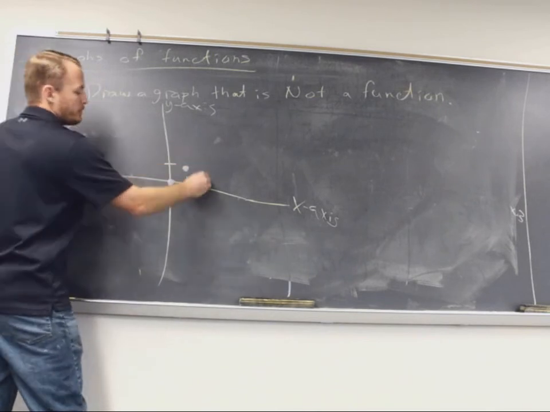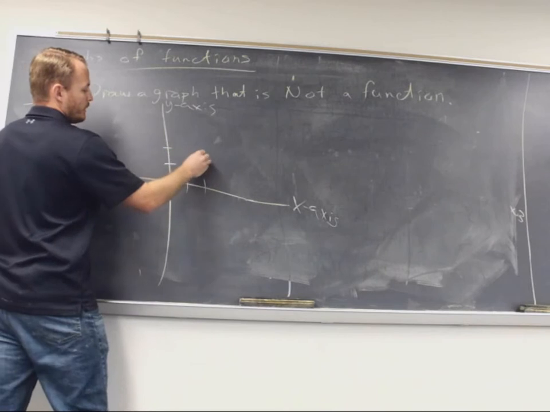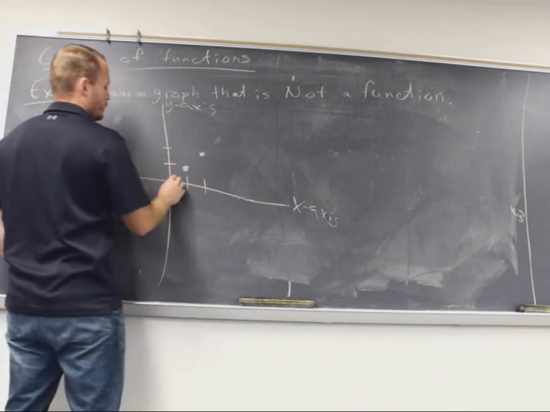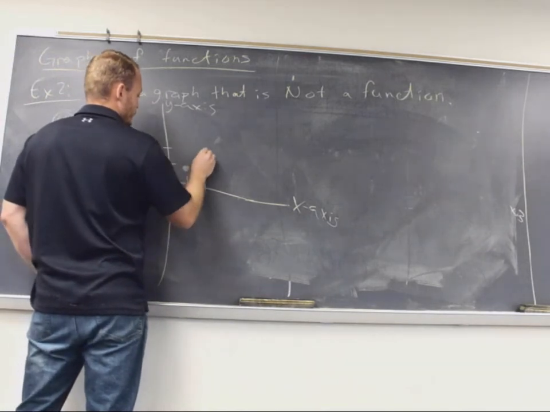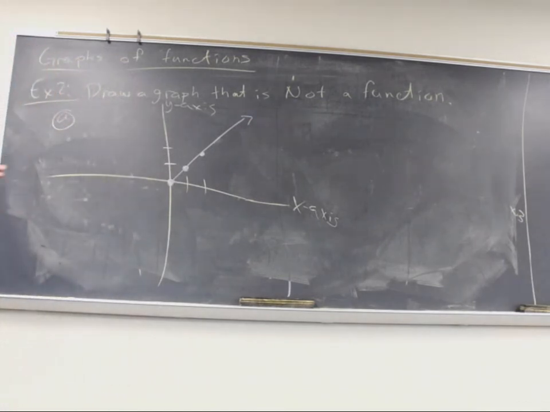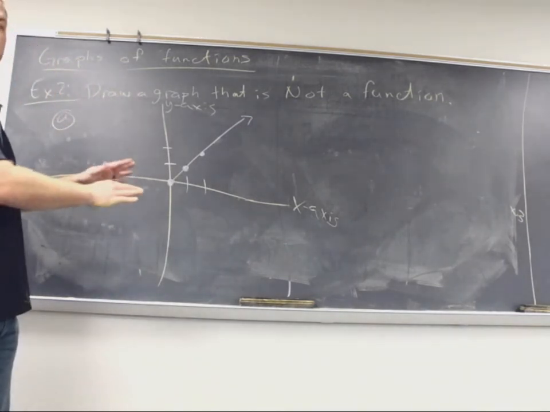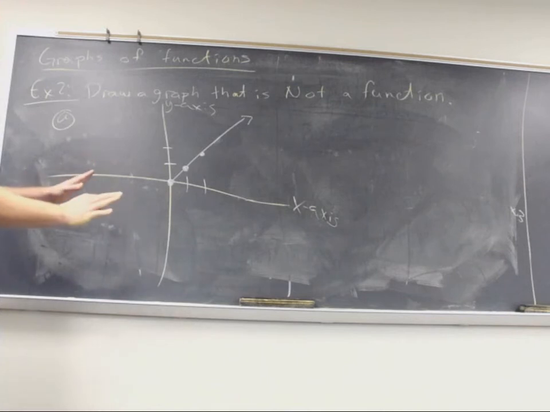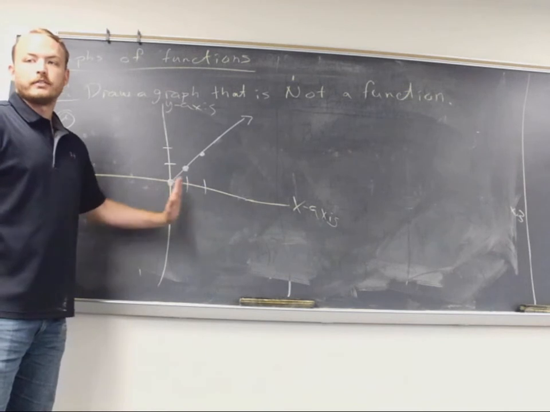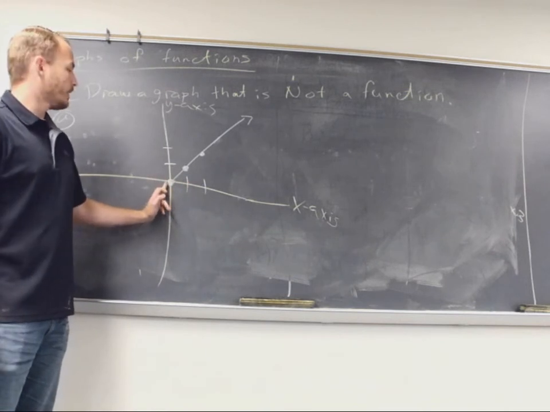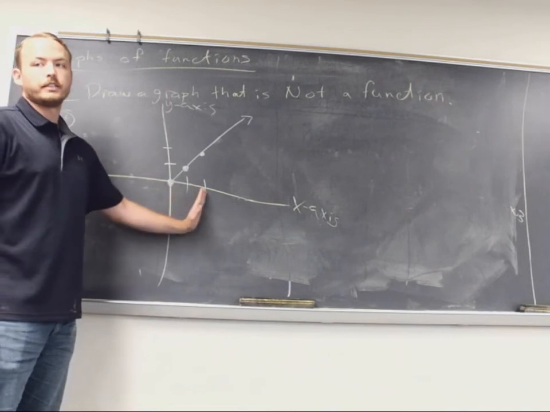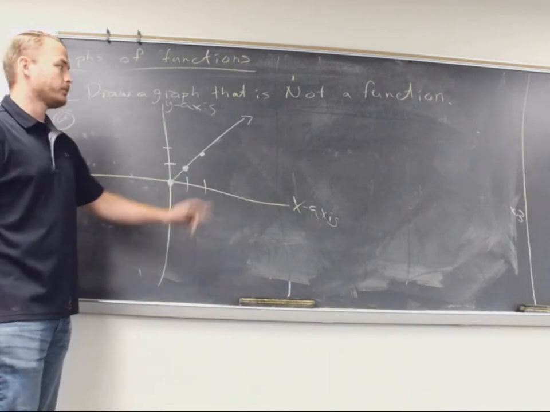You know what, let's just keep going. Let's pick another x, let's say 2, and we'll give it the value of 2. All right, and then we can keep going if we want. But let's say that's our graph. If I just left my graph just like this, this is a function, because every x value has one y value. Here at x equals 0, it only has this y value of 0. Here at x equals 1, it only has this y value of 1. Here at x equals 2, it only has this y value of 2.